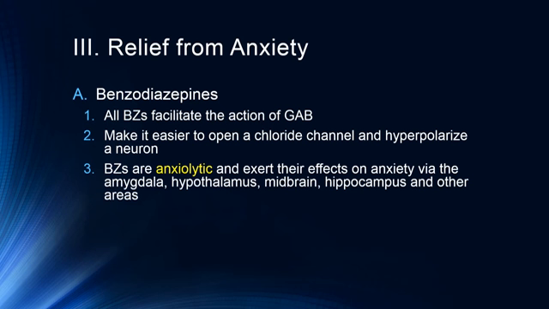So benzodiazepines are anxiolytic by reducing neural firing by increasing GABA, which is that inhibitory neurotransmitter, and they exert their effects on anxiety via the amygdala, the hypothalamus, midbrain, hippocampus, and other areas. Benzodiazepines have a wide variety of potency and effects and half-lives and all sorts of other issues. They're all very different.